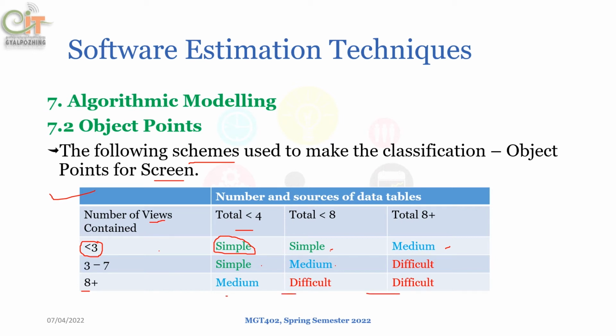So you just see the pattern here. On the diagonal side it's medium, and on the other side of the diagonal, which you may call the head, it's simple, and at the tail side it's difficult, right? So that is how you classify an object point, a feature, as simple, medium, and difficult.